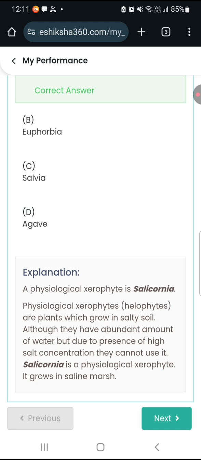Physiological xerophytes are halophytes, plants which grow in salty soil. Although they have an abundant amount of water, due to the presence of high salt concentration they cannot use it. Salicornia is a physiological xerophyte. It grows in saline marsh.